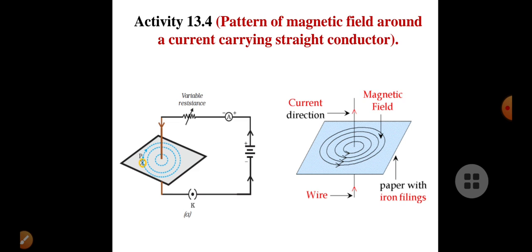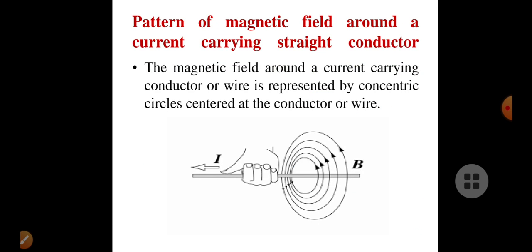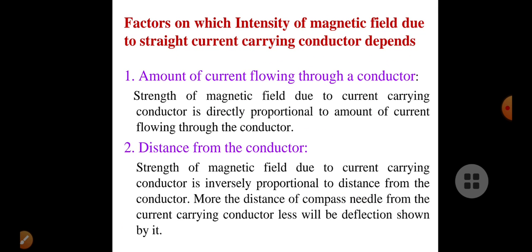And another factor we discussed is the distance from the wire. If we place the compass needle near the wire, it will show more deflection. But if we take the compass away from the wire, it will show less deflection. So we can say that it is inversely proportional to the distance from the conductor. Okay, so these are important. You have to learn these factors.